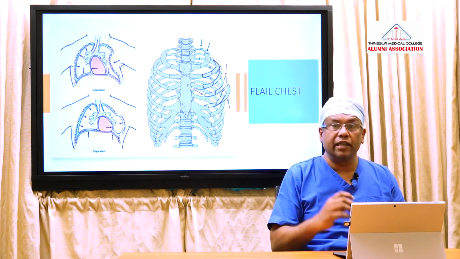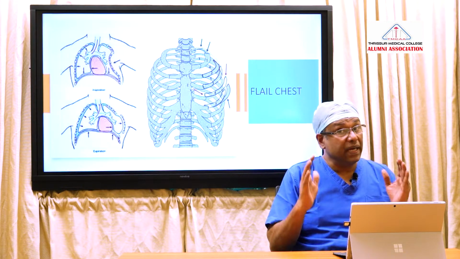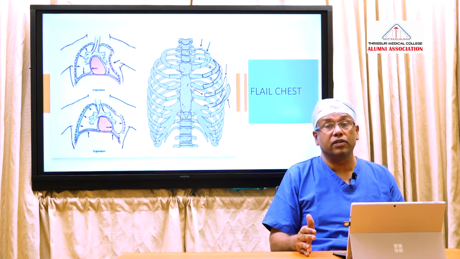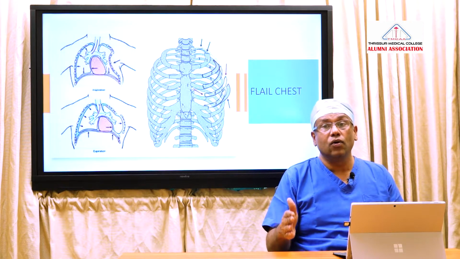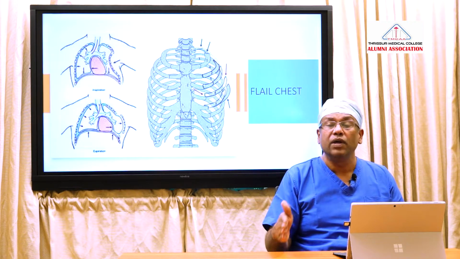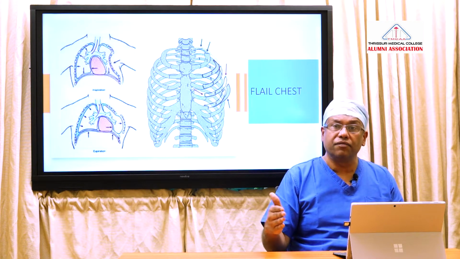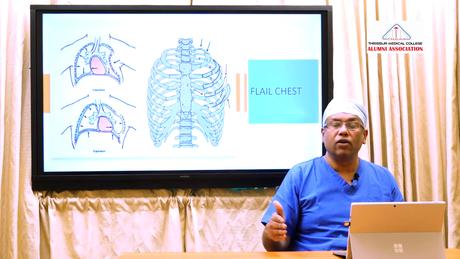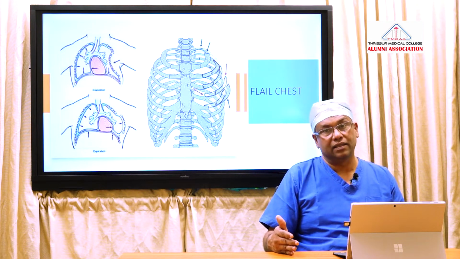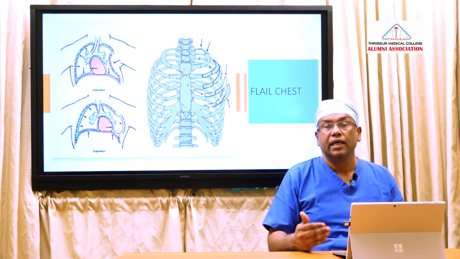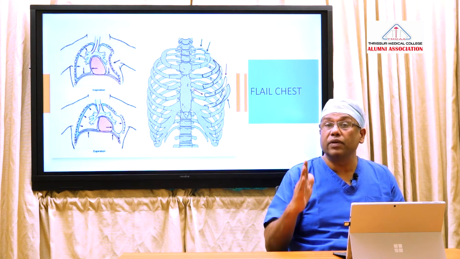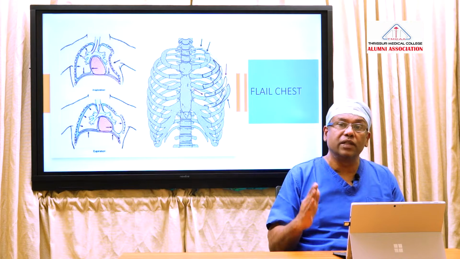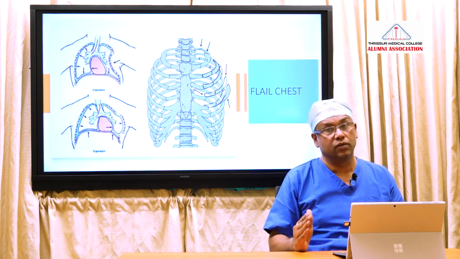Now, how will you manage? What is the basic investigation? The best investigation to demonstrate all these things is an X-ray chest, and also a CT chest, which will tell you exactly all these factors: fractured ribs, pneumothorax, hemothorax, and the grade of depression of the fractures. That is what is picked up by a CT. And you should always do an ABG because that will tell you whether the patient is in respiratory acidosis.